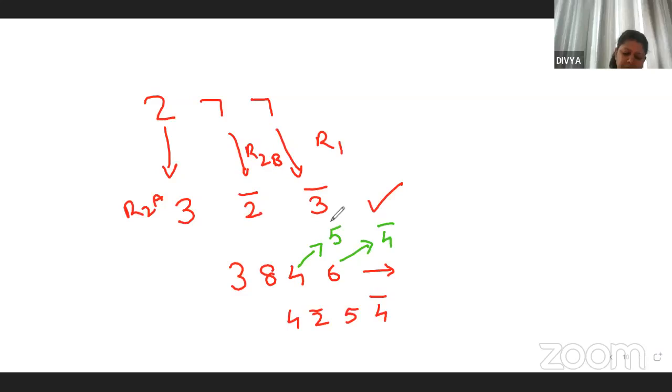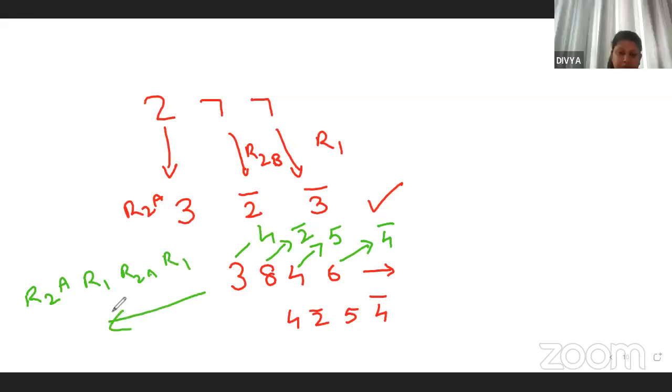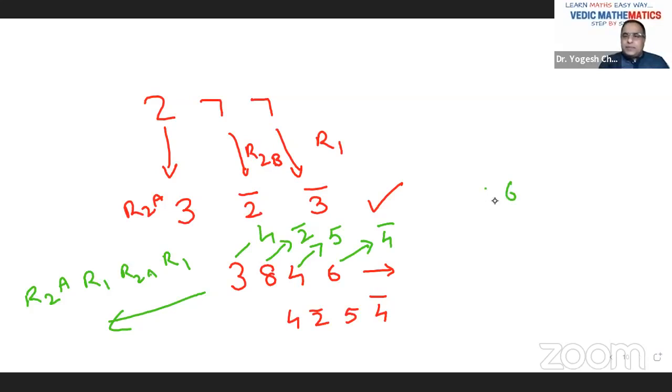Now rule 1 says if a number is greater, subtract. And again, so what we did was R1, R2A, and R1. So this was the series from R1 to R2. Now, if I just make a small change, I'll bring 6, 5.